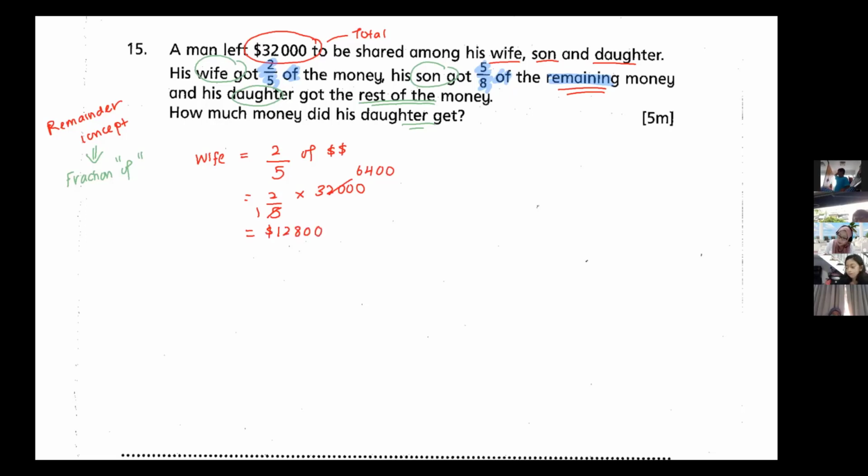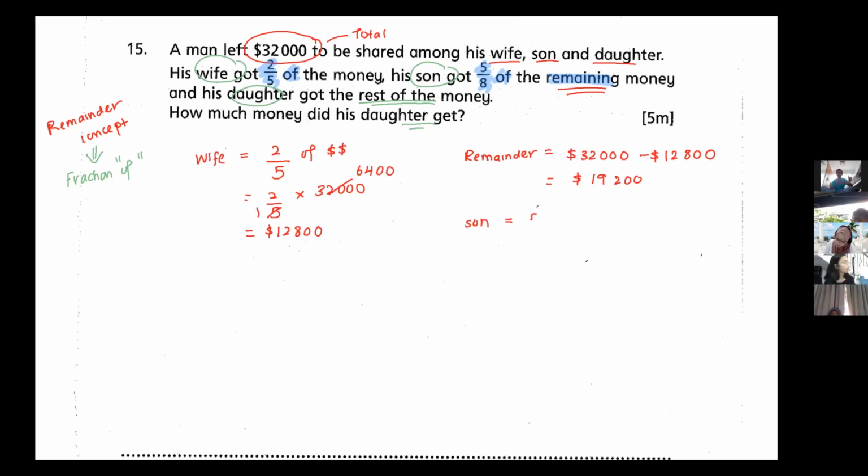Then I need to find out the remainder, because the son got 5/8 of the remaining money. To find the remainder, I need to take the total, which is $32,000, minus away $12,800. This will give me $19,200.